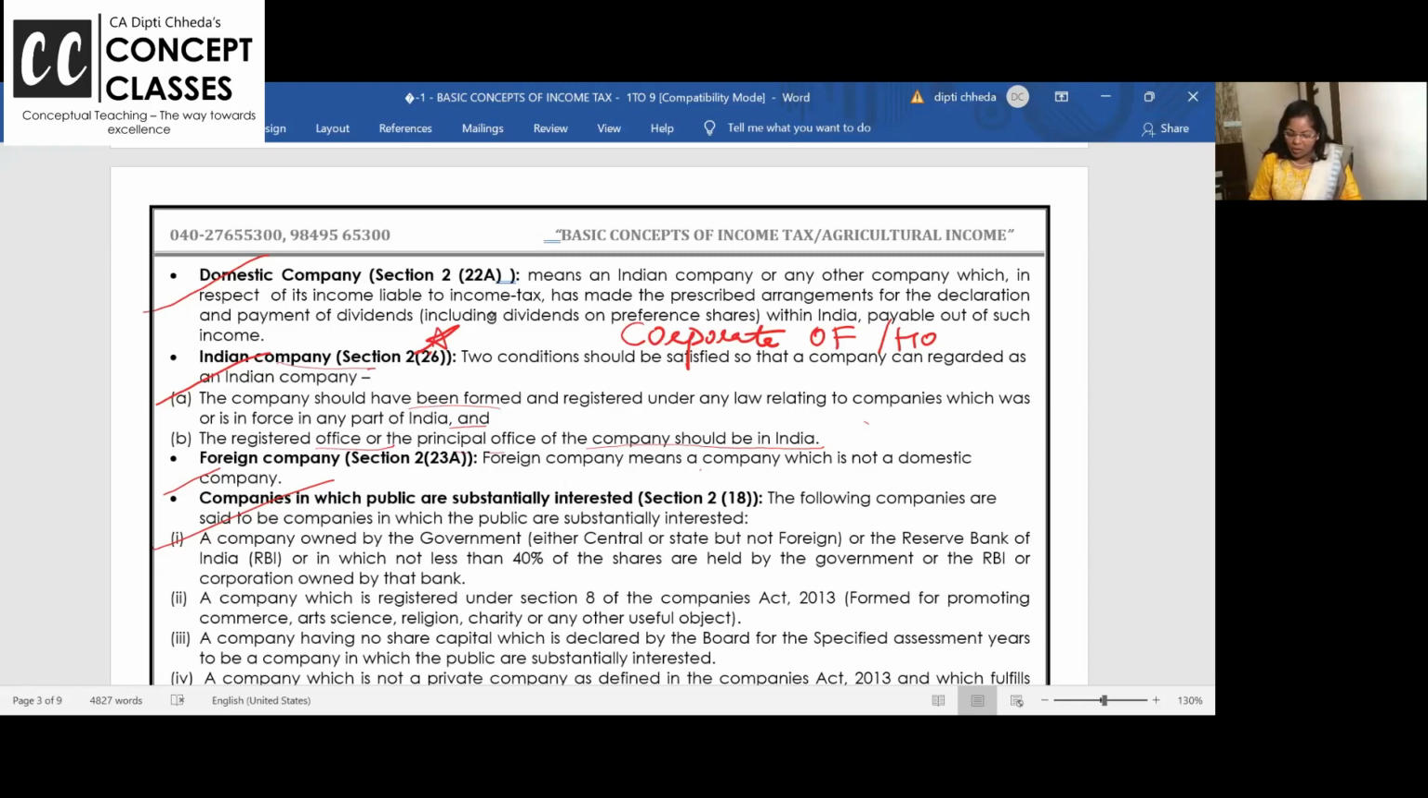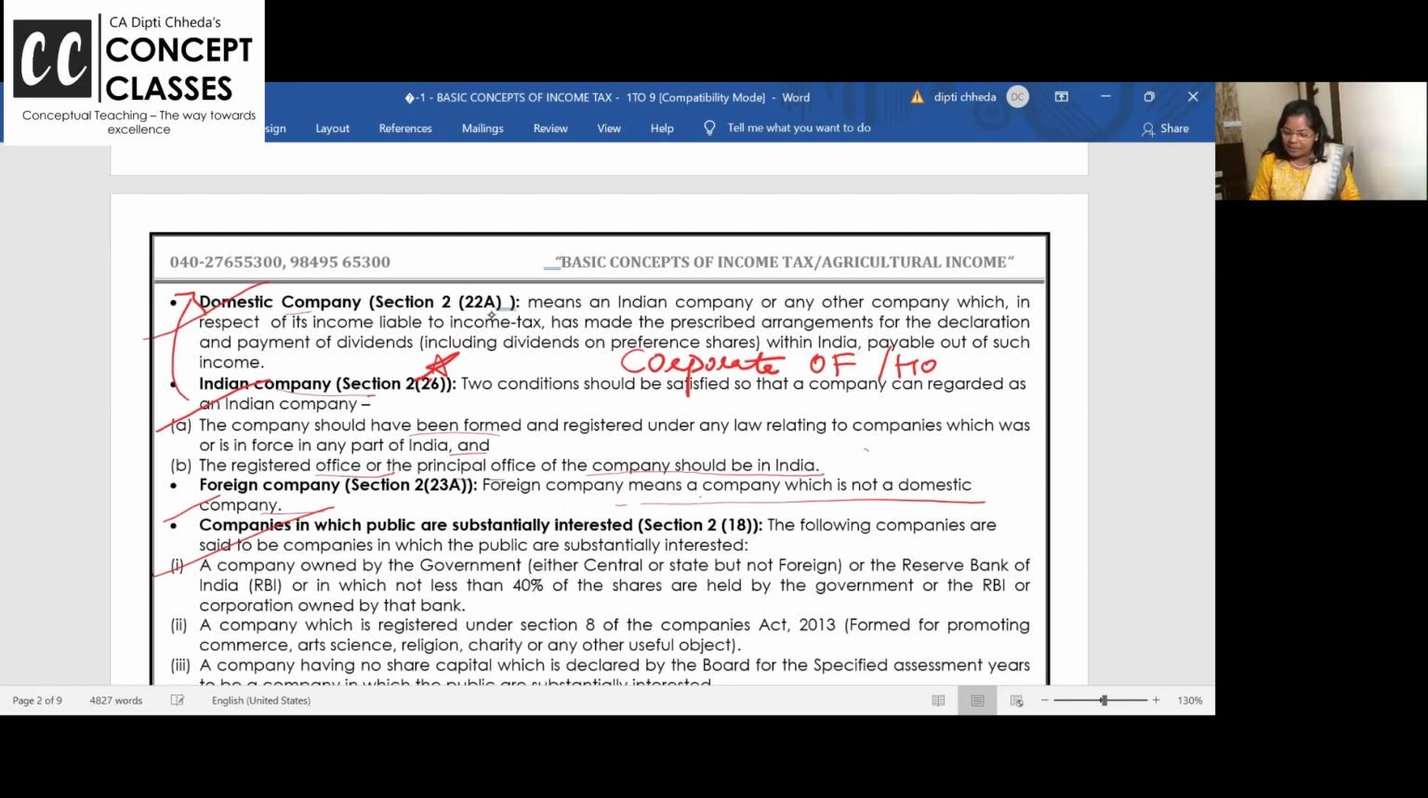Now, what is a foreign company? It means a company which is not a domestic or Indian company. It is registered in some foreign country, so it's a foreign company. What is a domestic company? This is very important. A domestic company means an Indian company or any other company which, in respect of income liable to income tax, has made arrangements for declaration and payment of dividend in India. So it may be a foreign company, but if it has major shareholders in India and it is declaring dividend in India, though registered outside, it will become which company? A domestic company. You read and come, it's very simple.